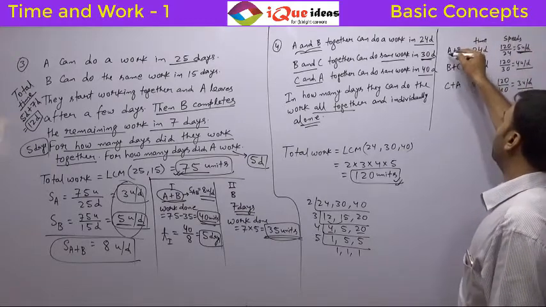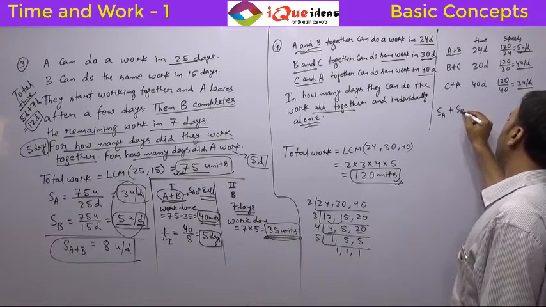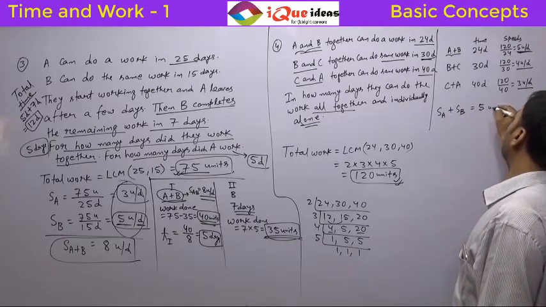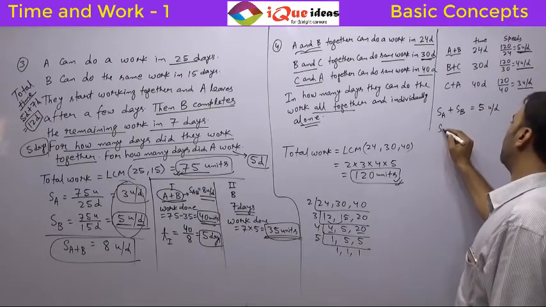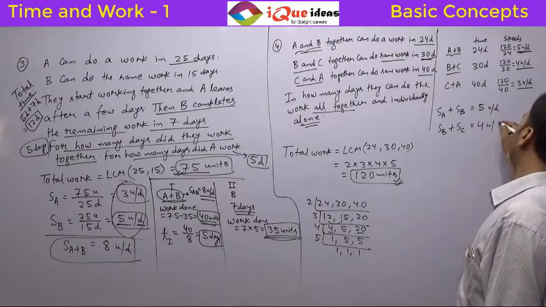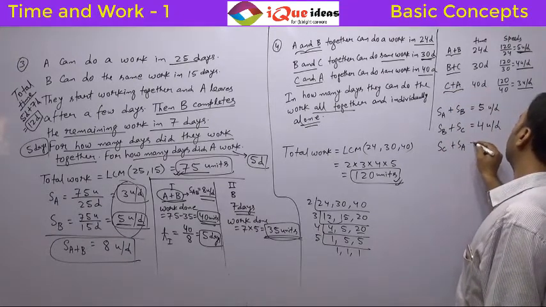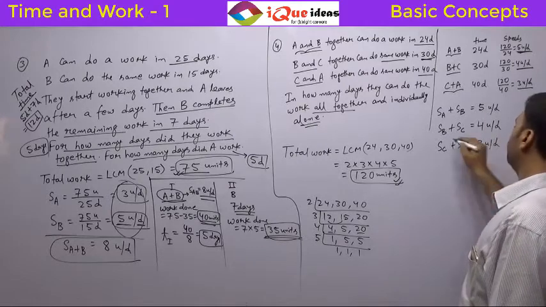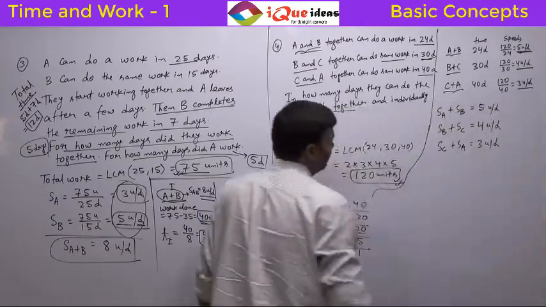This 5 is the combined speed of A and B. That means speed of A plus speed of B is equal to 5 units per day. Similarly, B plus C combined speed is 4 units per day. So speed of B plus speed of C is equal to 4 units per day. And from here we get speed of C plus speed of A, that is 3 units per day. So now we have 3 equations and we can solve them to get the individual speeds.